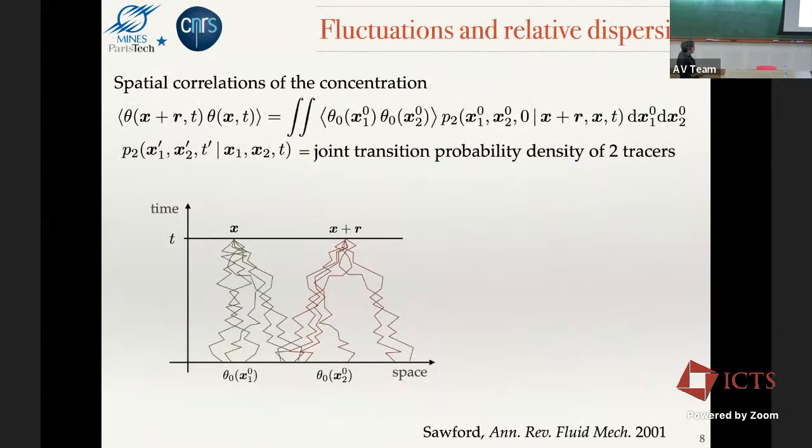So basically, why this slide? This slide is to motivate the fact that, looking at 2 point or more than 2 point correlations of the scalar, in order to understand them, you need to understand the transition probability of a set of points. So this is clear for 2 points.